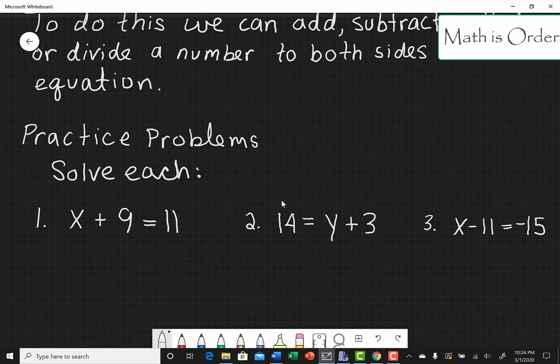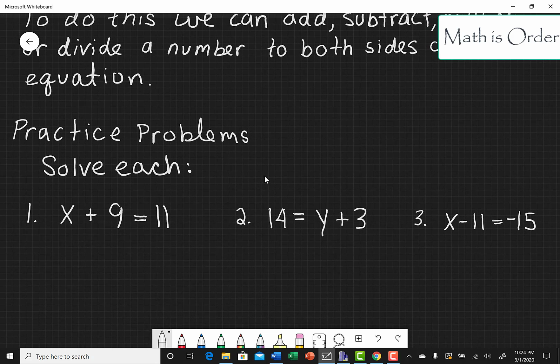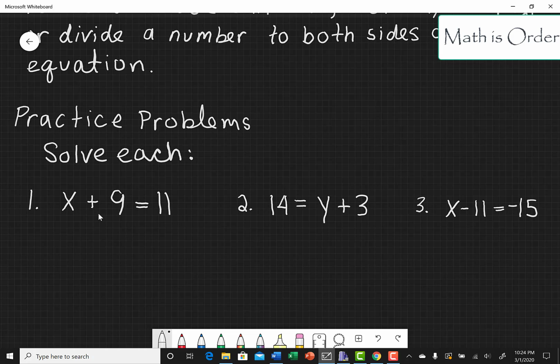Suppose the question is to solve each equation. Here we have x plus 9 equal 11. The question says solve this. So solve means isolate the variable on one side of the equal sign. So in order to solve an equation, think about what you have to get rid of to get the variable by itself. We have to get rid of this 9 here, right?